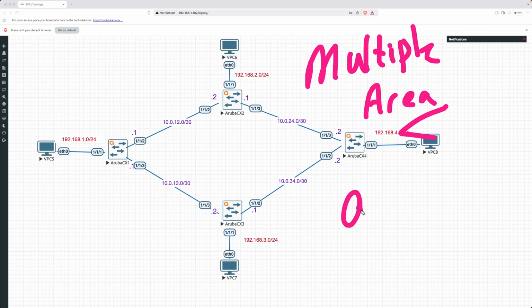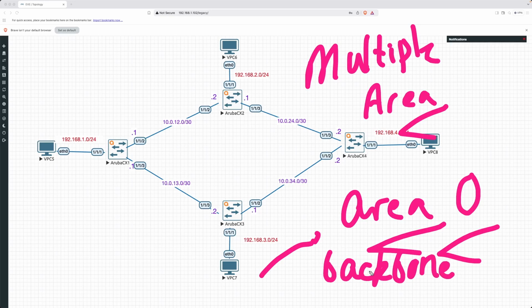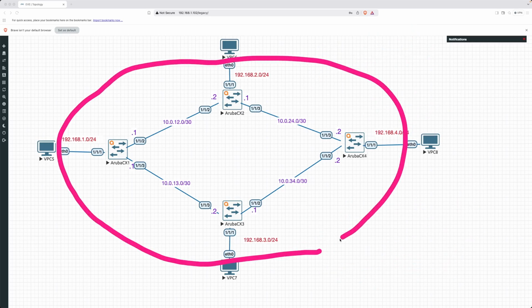But for now, just understand that we have this concept of an area, and for OSPF, there is one area that absolutely has to be configured, and this is known as area number 0. This is sometimes referred to as the backbone area. Again, this is a concept we will revisit in an upcoming skill in a lot more detail. So essentially, all devices in the same area have the exact same map of the network topology.